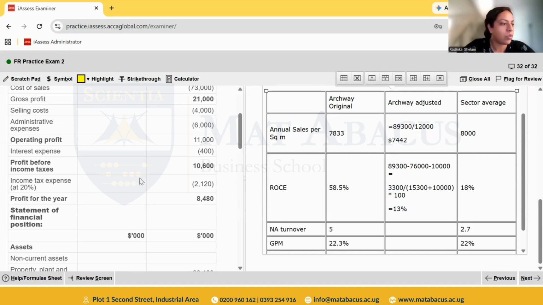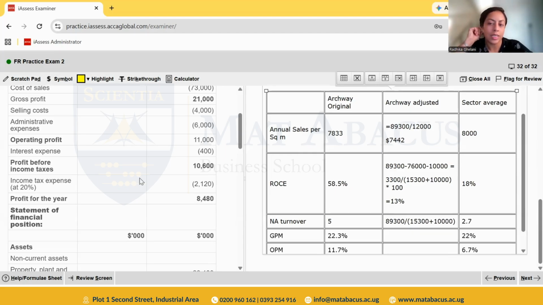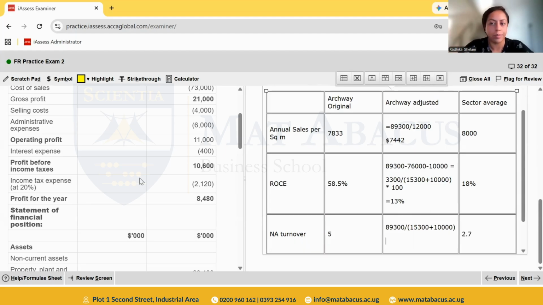Net asset turnover is simply going to be the sales revenue divided by capital employed. Sales revenue, we know the adjusted sales revenue is 89,300. Divide by capital employed, 15,300 plus 10 million. Net asset turnover is not in percentage. The answer is in times. So when you work that out, that gives you 3.5 times.